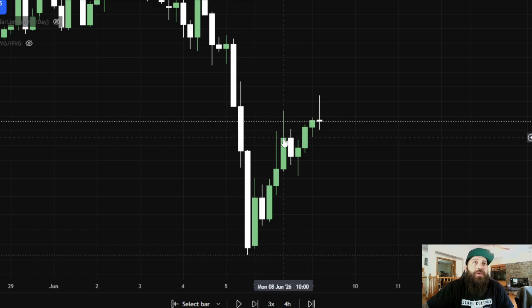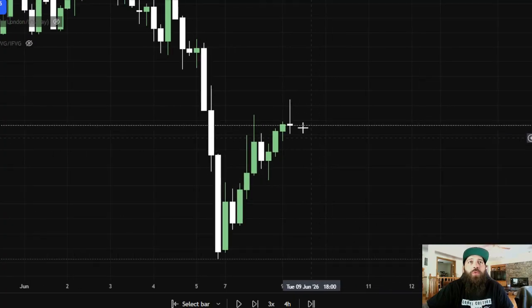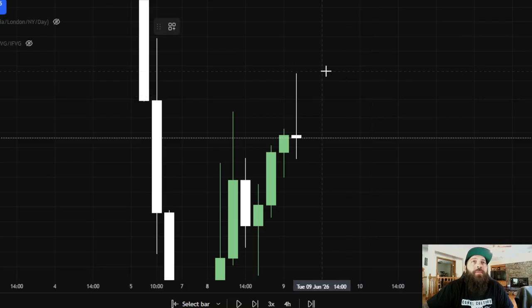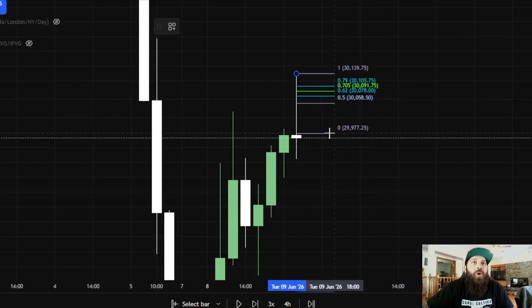The body still being this high up, I don't see enough rejection here where I would feel confident using this as the indication that we're ready to move on with this continuation. This I like better. It's a clear rejection, clear reversal candle. So I would rather use this one. I would only use the wick in this case because it is a large wick. And I would want to see the 4-hour hold here.